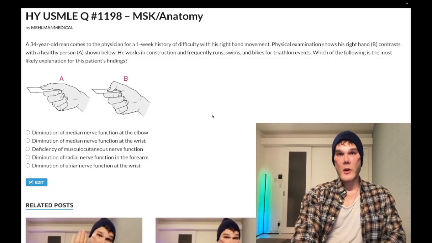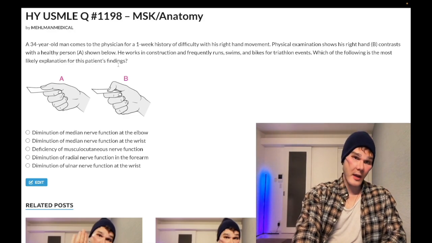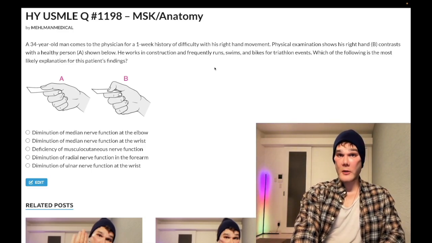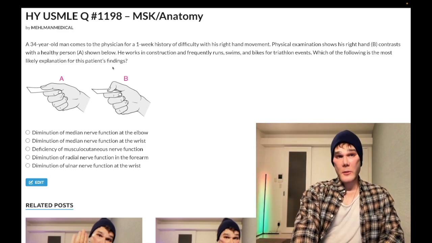How's it going, guys? Past level question, MSK anatomy, neuro, steps 1 and 2. 34-year-old man, 1 week history, difficulty with his right hand movement. Physical exam shows his hand, B, in contrast to a normal, healthy subject, A. He works in construction and frequently runs, swims, bikes for triathlon events. What's most likely explanation for the findings?